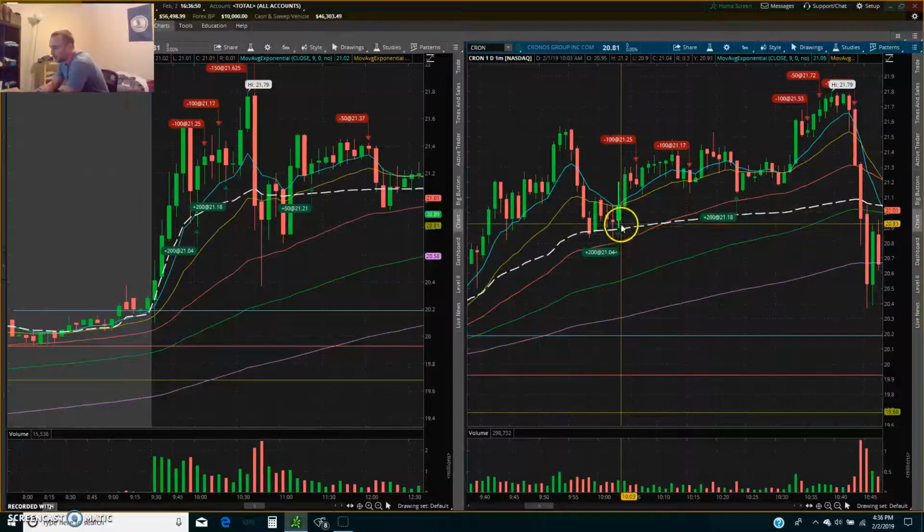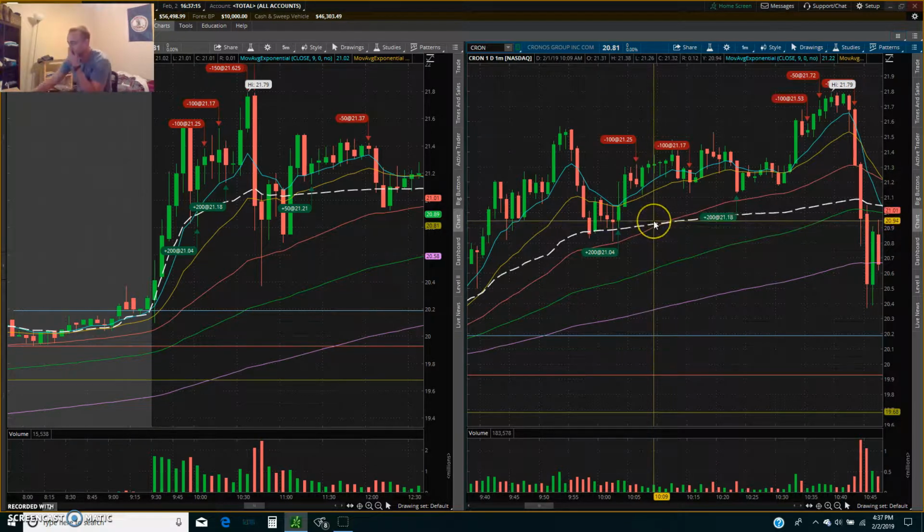So my stop loss, on this trade where I bought right here at 21.04, had to have been a break below or a close below VWAP, because any stop loss above that is just cutting myself short and exposing myself to too much risk, because it's highly likely that it will come back down and test this, and until it breaks through it, I'm safe.